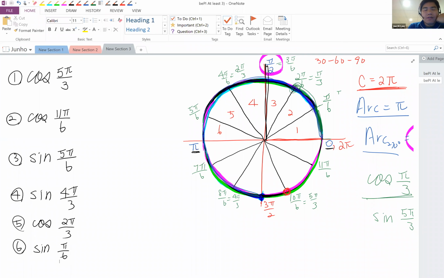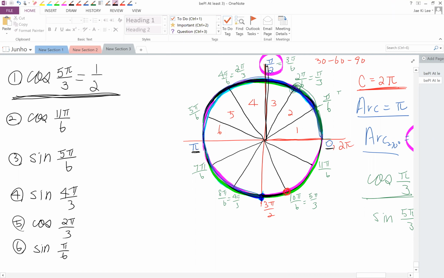Okay, so what's the answer for cosine 5 pi over 3? 1 over 2. Great job. So do you understand why cosine 5 pi over 3 is 1 over 2? If not, just let us know. Okay, so 5 pi over 3 is right here, right? This ordered pair becomes 1 over 2 and then negative root 3 over 2.